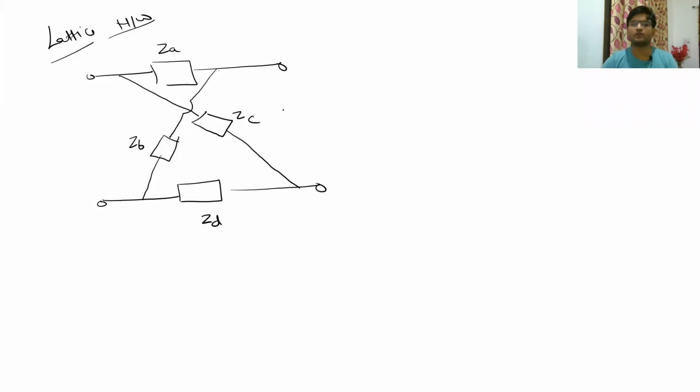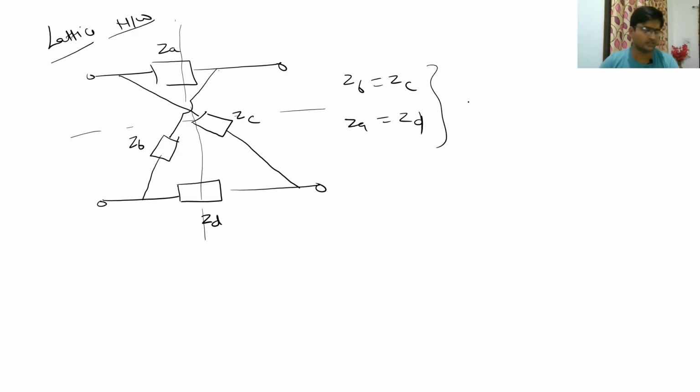So this kind of network is called a lattice network. As you can see, the branches crisscross each other. And for this network to be symmetrical, we have to have ZB equal to ZC, since if you draw a line between here, you see that ZB should be equal to ZC. And if you want an up-down symmetry, ZA should also be equal to ZD. So this is the condition for a symmetric network.